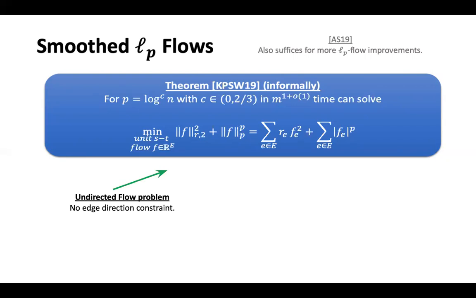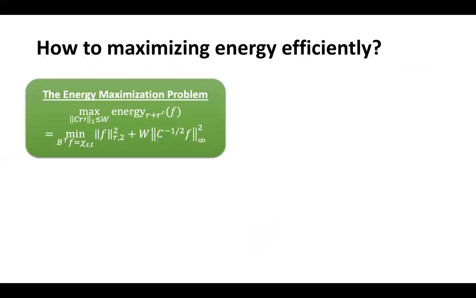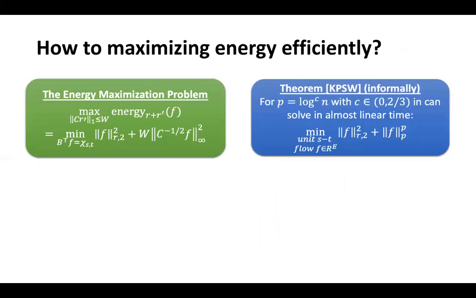First of all, it's an undirected flow problem, much like our own. It has an electric flow part and also a high-powered P norm part that is unweighted, so only unit weights, but it is high-powered, which is very good. So now let's look at our energy maximization problem and the result of King, Peng, Sachdeva, and Wang.